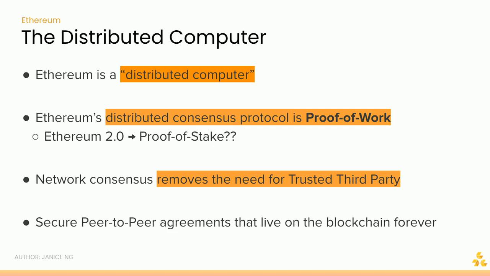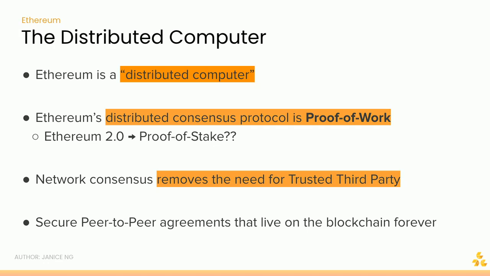Ethereum is a distributed computer, which we'll get into in the next section, which Nate will go over. Its distributed consensus protocol is proof of work. So someone raised the point of Ethereum being more environmentally friendly. It actually isn't right now, because it's still using proof of work, which has the same environmental impact as Bitcoin.